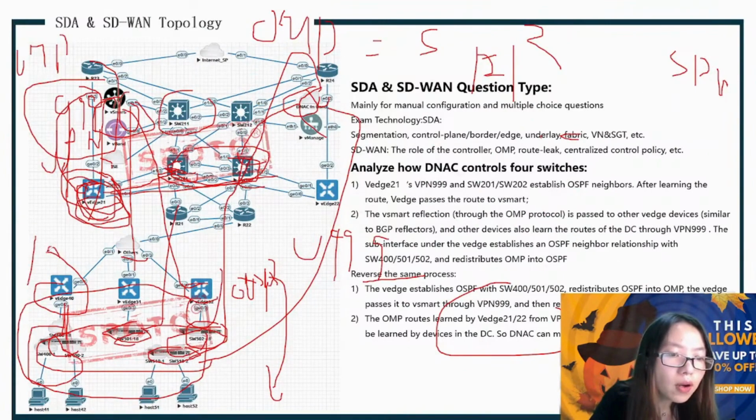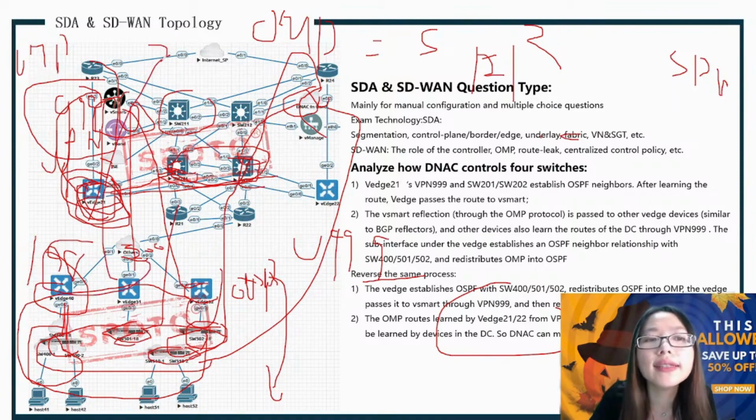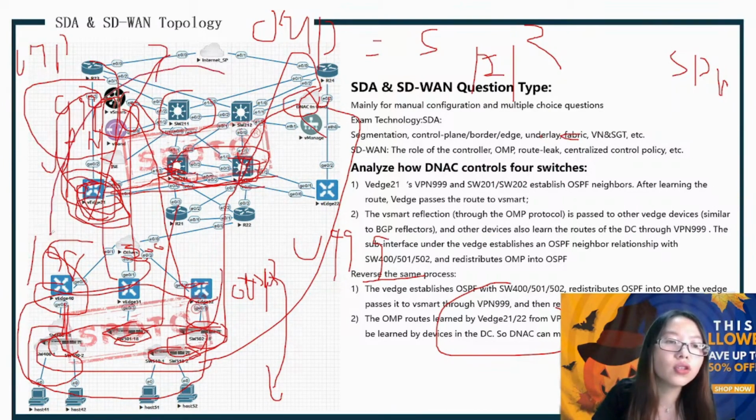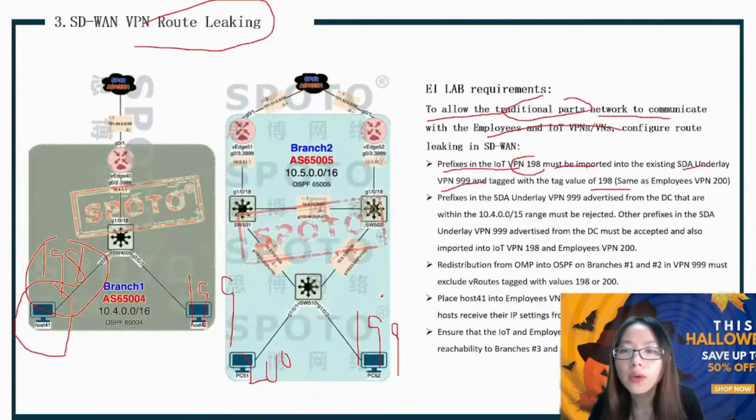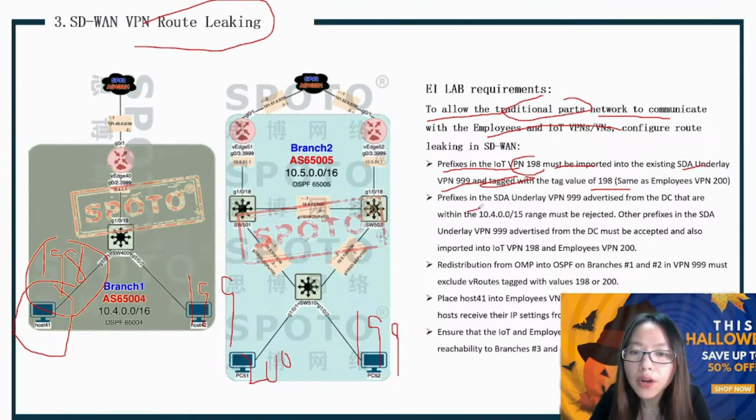these are VPN 198 and 200 belonging to employee. So we need to trace this route to our DC, and also DC needs to trace route to our two branches. So we need to use the route leak to trace route. Also we need to carry tag to prevent the route loop back. And the second is about our prefix SDA underlay 999 advertised from DC. That must be rejected.